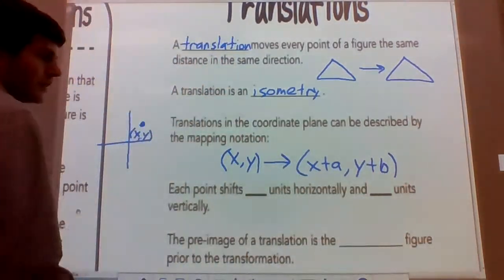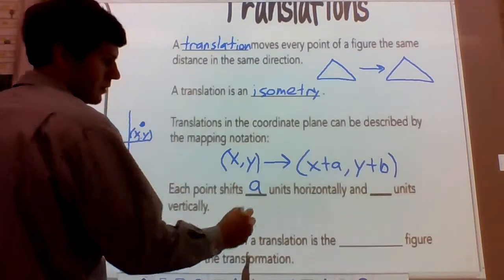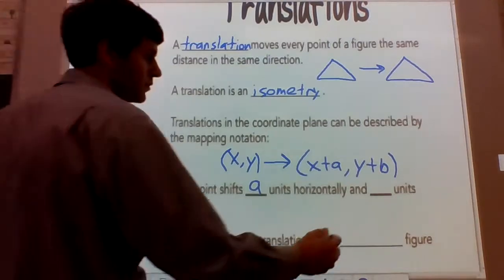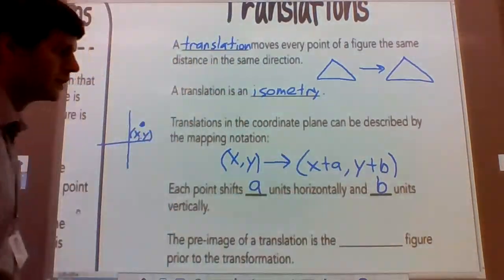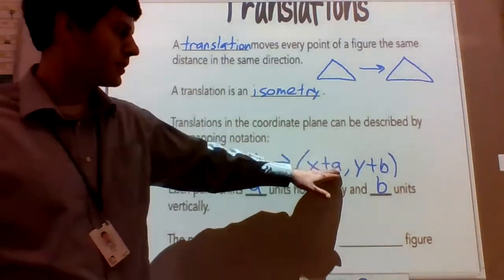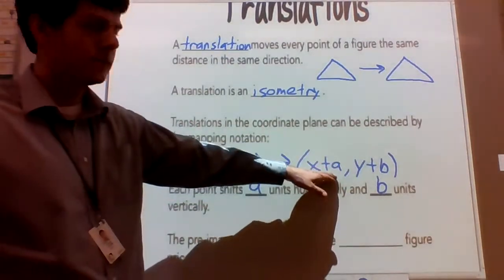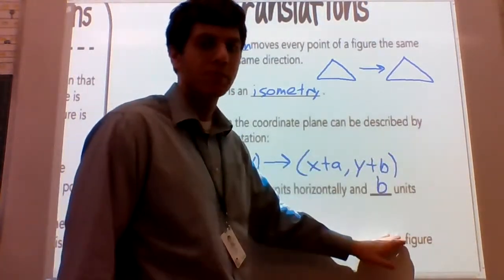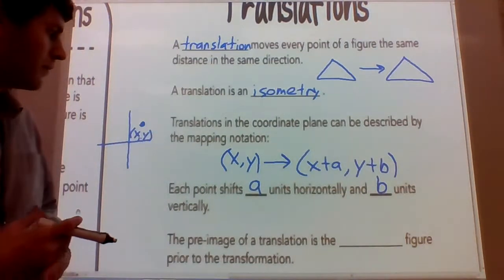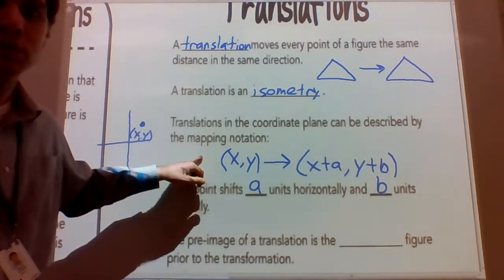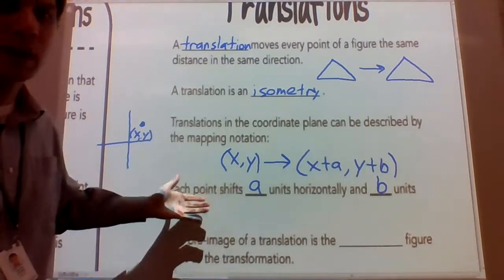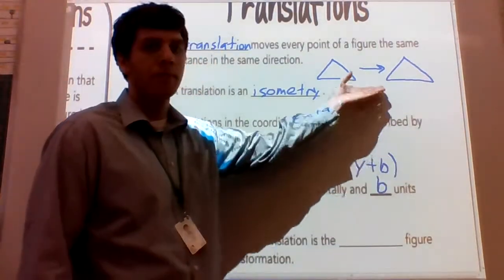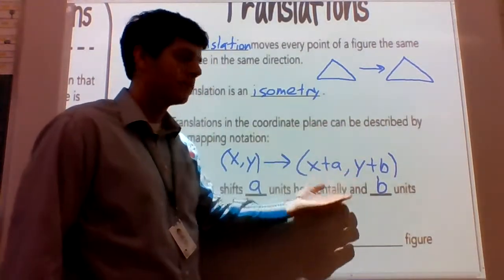A is going to represent the horizontal shift, the number of units we're shifting horizontally, and b is going to represent the number of units we're shifting vertically. If we're shifting to the right, a is positive. If we're shifting to the left, a is negative. If we're shifting up, b is positive. If we're shifting down, b is negative. Note that this is not like the equations for circles or parabolas where you have to switch signs. If it's positive, you go right. If it's positive, you go up. Negative left, negative down.